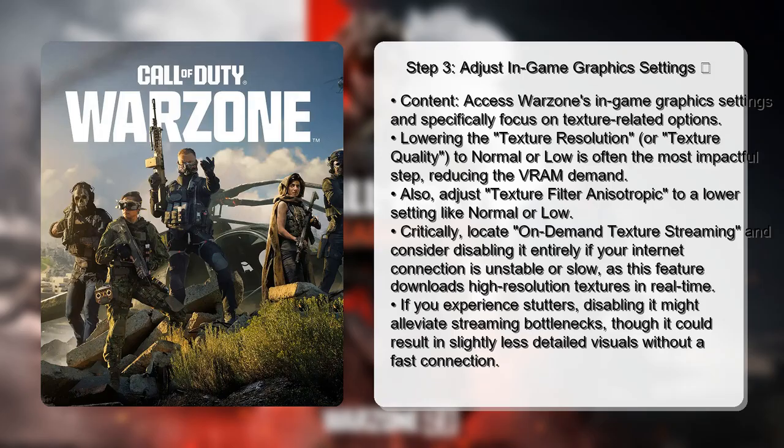Critically look at on-demand texture streaming and consider disabling it entirely if your internet connection is unstable or slow, as this feature downloads high-resolution textures in real time. If you experience stutters, disabling it might alleviate streaming bottlenecks, though it could result in slightly less detailed visuals without a fast connection.